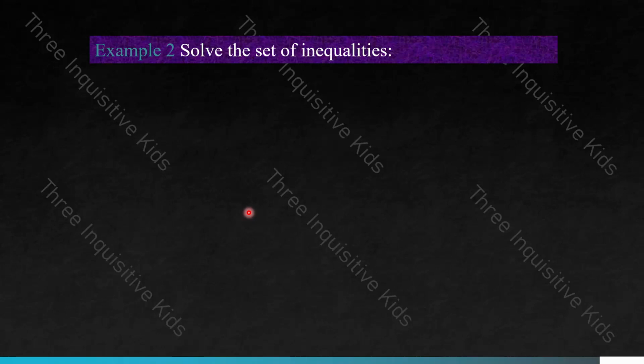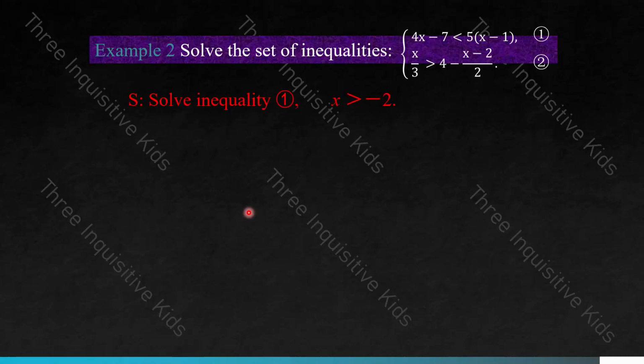Now we're on example 2. As you can see, this is much more complicated with parentheses and denominators. Again, take it easy and figure this out step by step. It is more complicated, but that doesn't mean the order of the steps has changed. All right, so again, we have to first simplify each individual inequality. After solving inequality 1, we have x is greater than negative 2. After solving inequality 2, we have x is greater than 6.